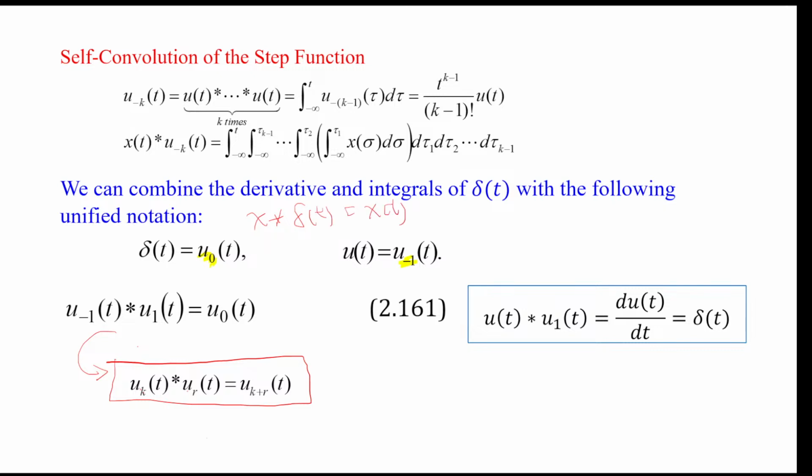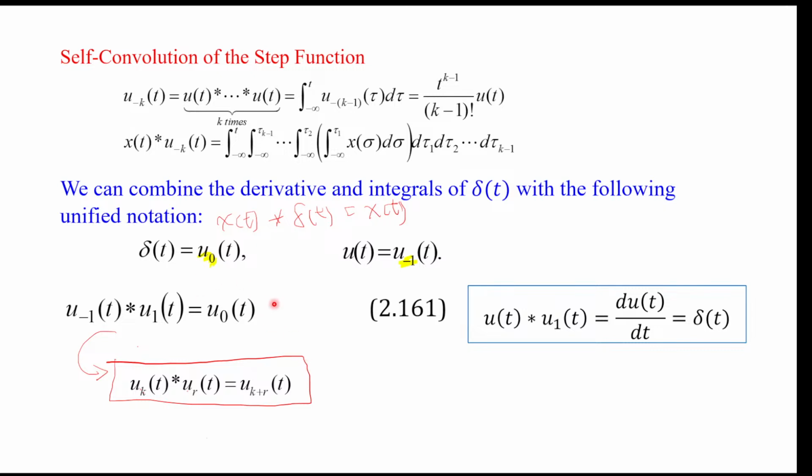So we are now thinking about what happens when we convolve our input with this u sub something function. Because you convolve x of t with delta of t, nothing happens. x of t convolved with delta of t equals x of t. If you convolve with u1, you get a derivative, and if you convolve with u minus 1, you get an integration. So u of t equals u minus 1.